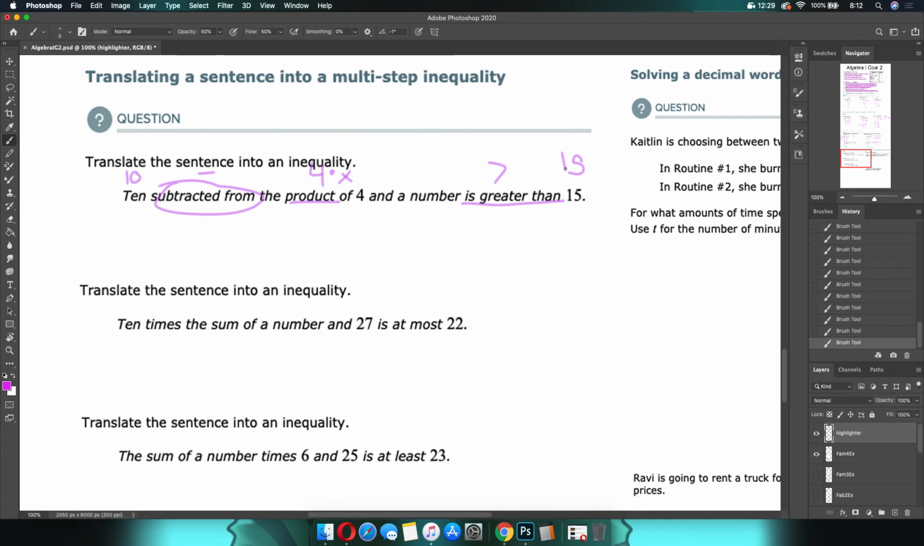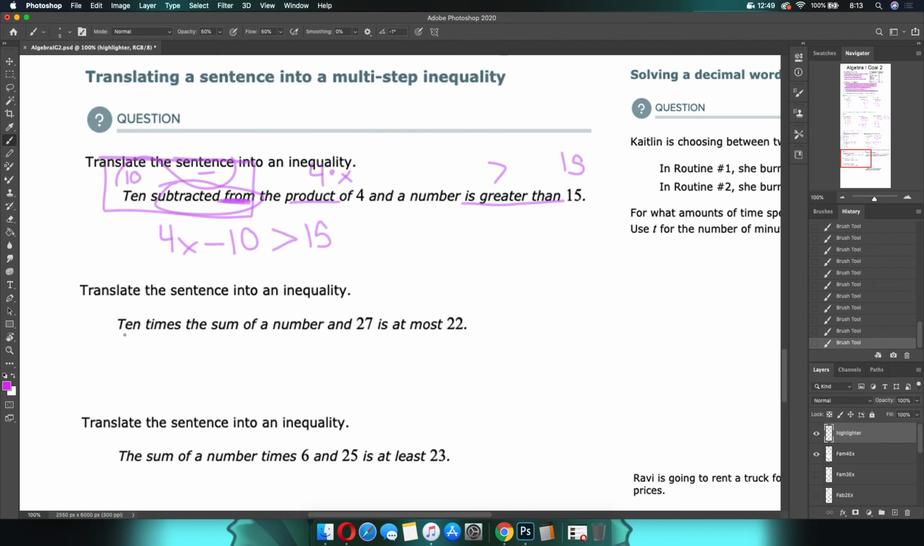The only thing to keep in mind is this piece right here. It's subtracted from. From is your important word here. That means this is backwards. So you're going to have 4x minus 10. That's what this from does for us, and then is greater than 15.